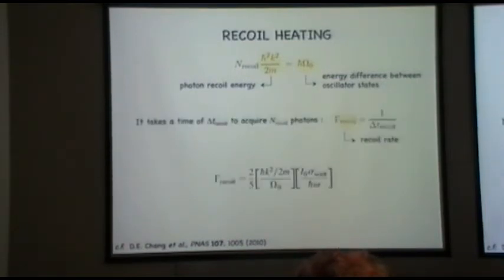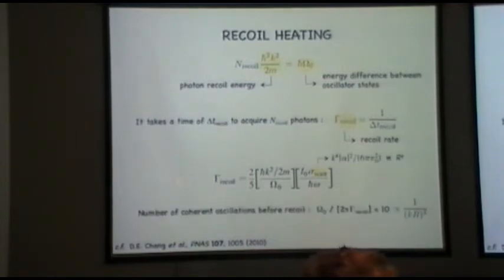I skip through this, but what is interesting here is that this recoil scales with the particle size to the 6th power. And that's the reason why we're dealing with nanoparticles and not with microspheres. Because if we have a microsphere here, then the photon recoil will be so strong that it will prevent us from getting into the quantum regime.